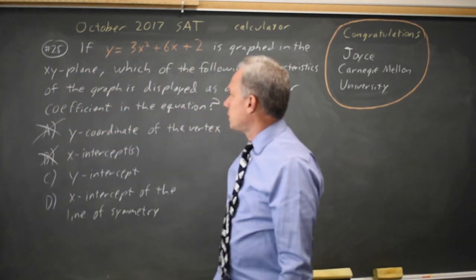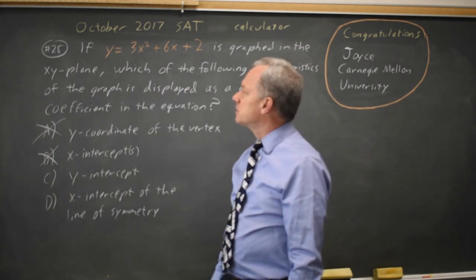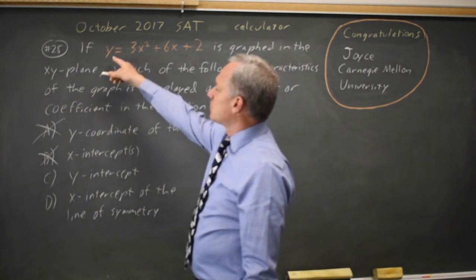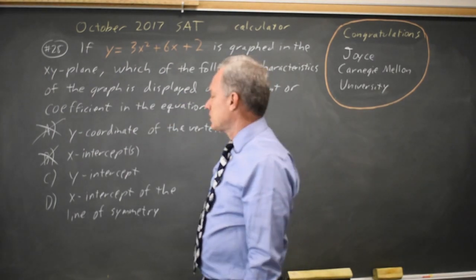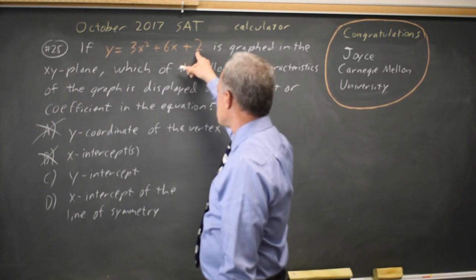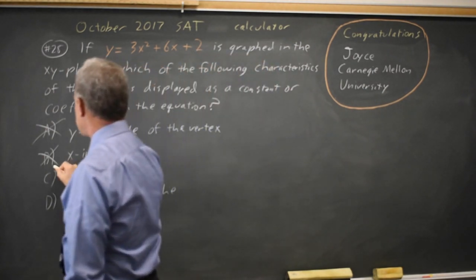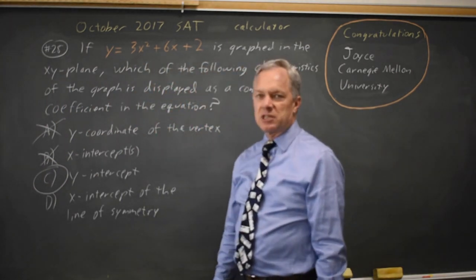Choice C, the y-intercept. The y-intercept is the y value when x equals 0. If I put in x equals 0, I get y equals 0 plus 2, which is y equals 2 when x equals 0. The y-intercept is 2, and that is in fact this constant in the equation, so C is the correct answer. Choice D is the x-intercept of the line of symmetry.